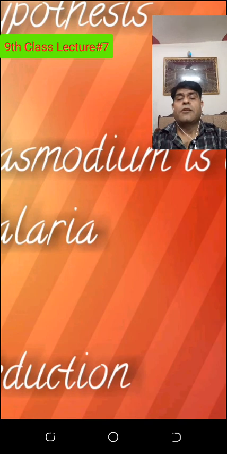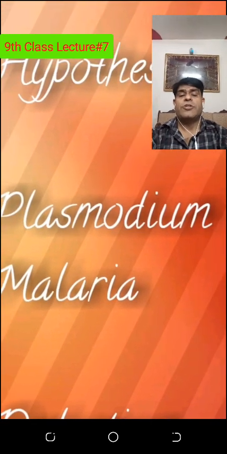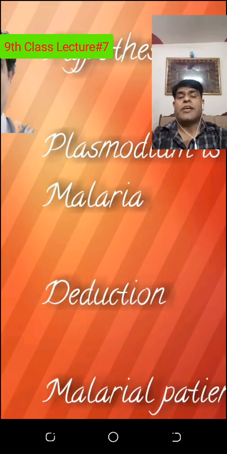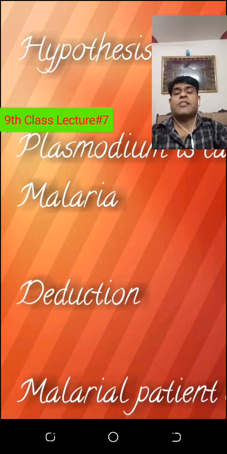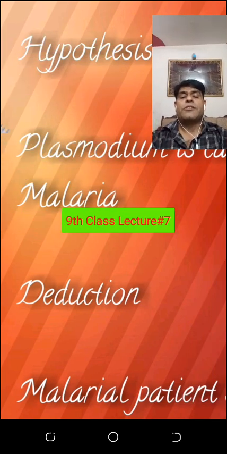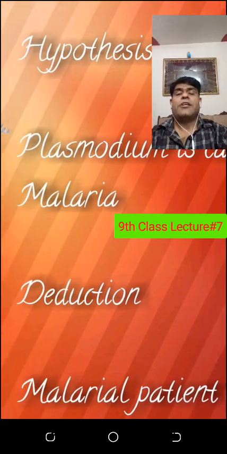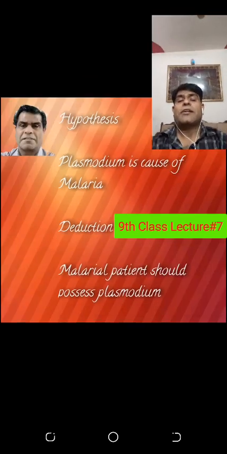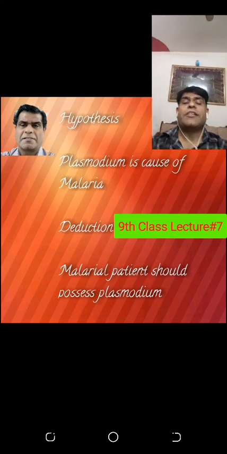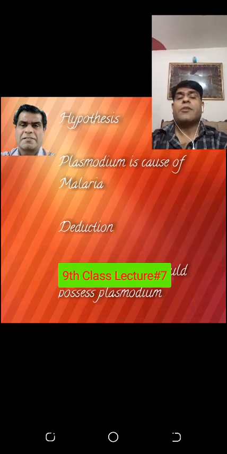Plasmodium, spelling. Plasmodium is a unicellular parasite. And the heading is hypothesis. This is the hypothesis. You can see the heading hypothesis. Now we go back. Plasmodium is the cause of the malaria.